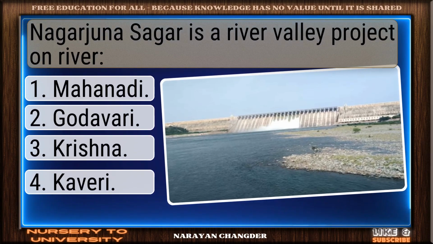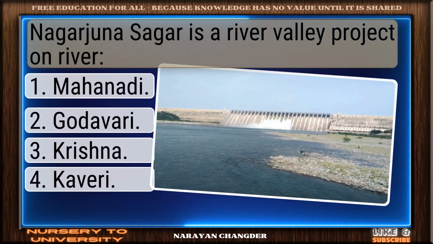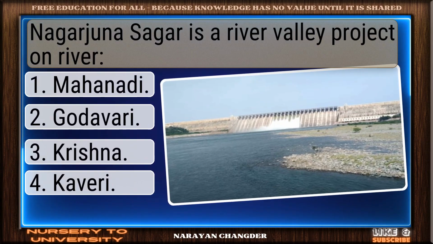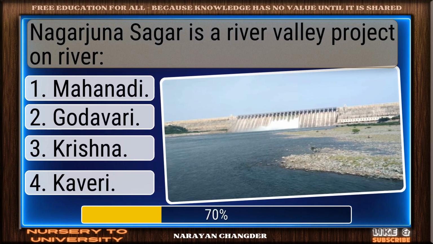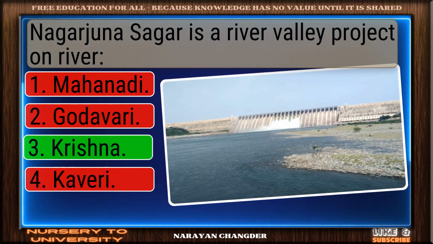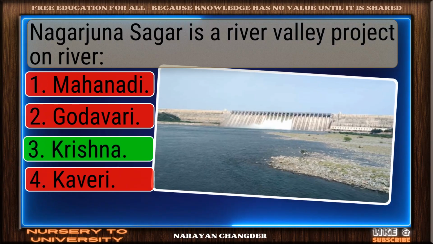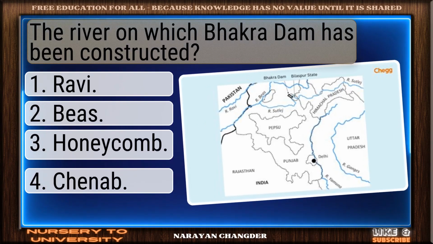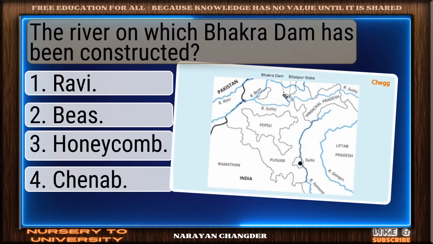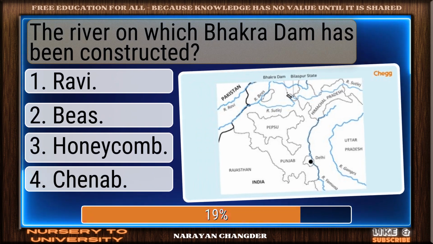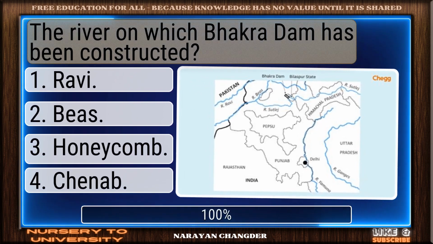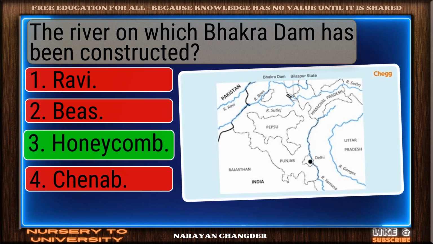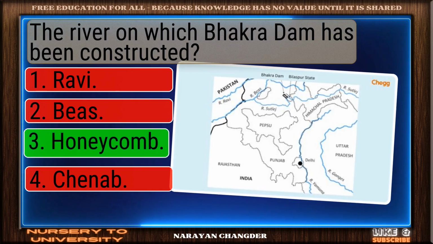Question number 117. Nagarjuna Sagar is a river valley project on river. Well picked. Krishna is the correct answer. Question number 118. The river on which Bakra Dam has been constructed. Strong choice. Honeycomb is the right answer.